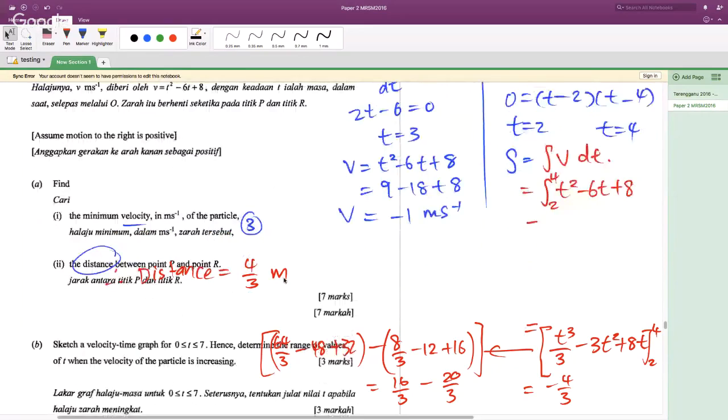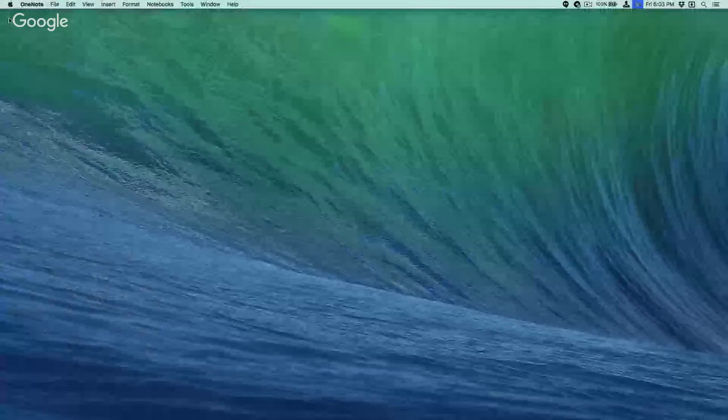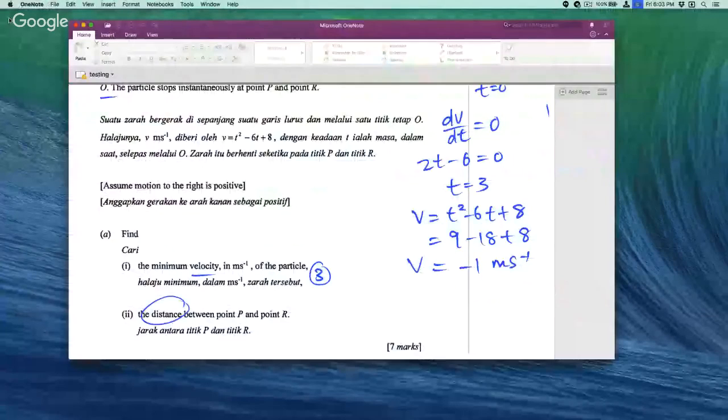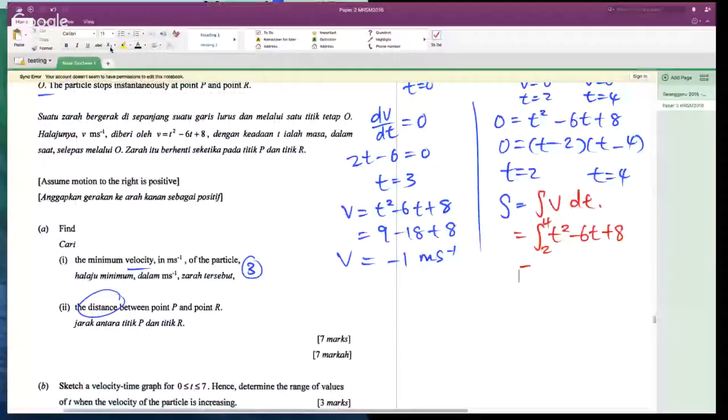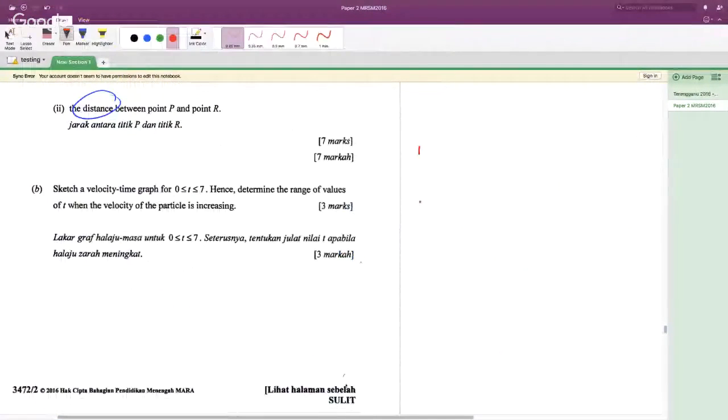Oh my God, part B asks me to sketch a graph. I just don't like this one, but I will do it. Okay, so I want to sketch a graph. This one is a velocity time graph, which means this axis should be velocity and this one should be time. And the question asks for 0 to 7 seconds. So yeah, I will do that.